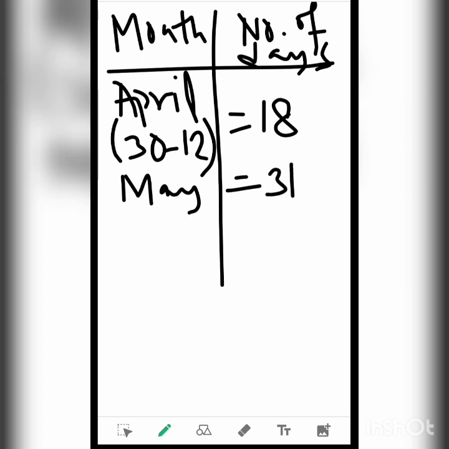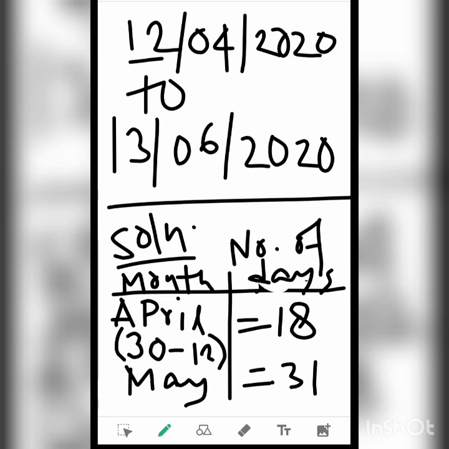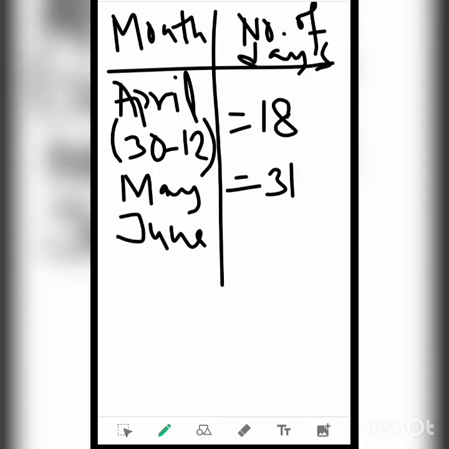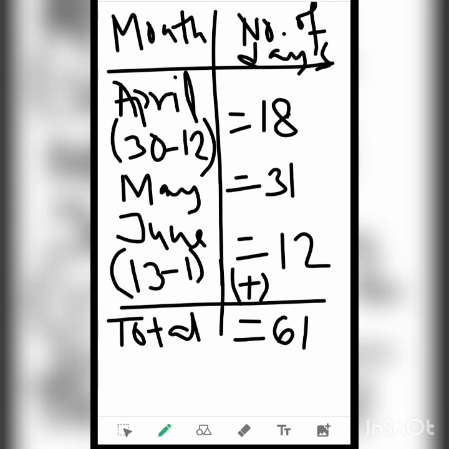And for the month of June, if I show you the last board, the date is 13th of June. As we know, we cannot take the last date into consideration, we have to subtract 1 from it. So for the month of June we'll get 13 minus 1 is equal to 12 days. Now we add them up. After adding, we get 61 days. Total number of days is equal to 61.